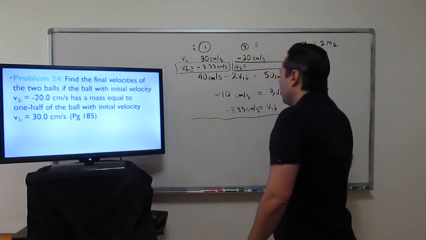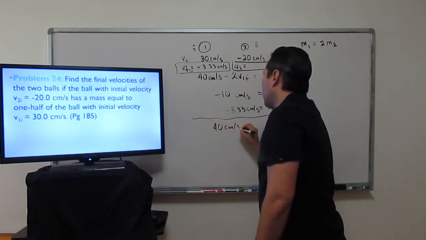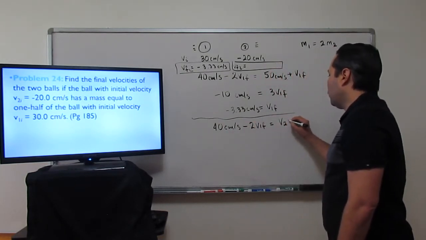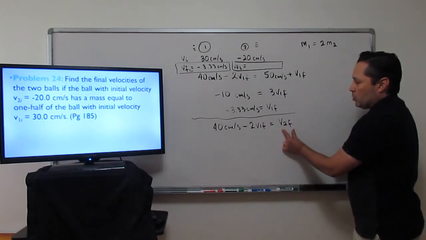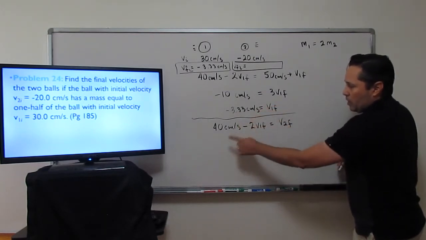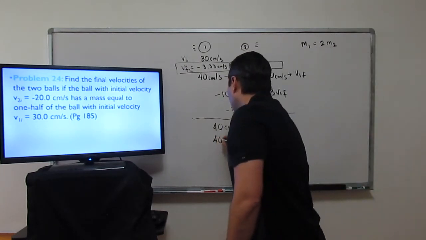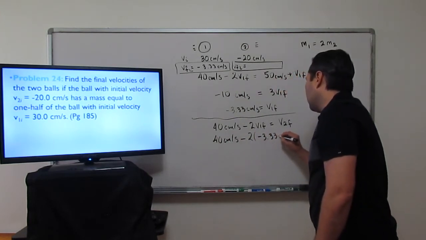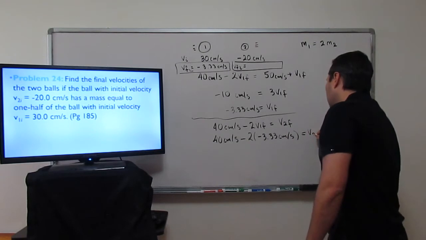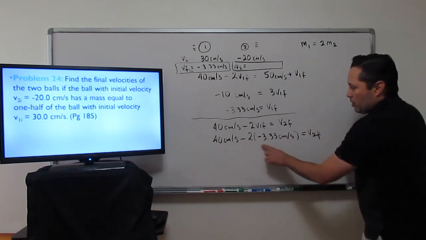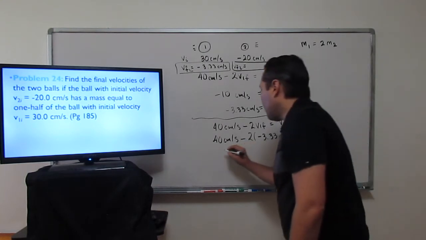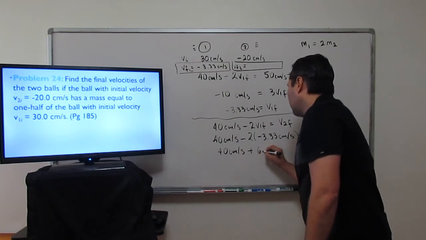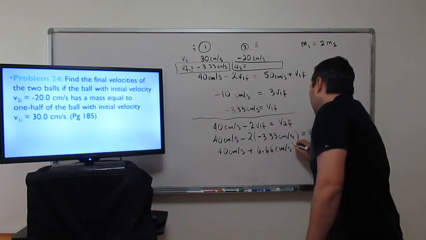One of the previous formulas was 40 centimeters per second minus 2 V1 final, equal to velocity 2 final. That's what we're going to solve for. We put in the value: 40 centimeters per second minus 2 times negative 3.33 centimeters per second is equal to velocity 2 final. I multiply, and notice that it becomes a positive, so it's 40 centimeters per second plus 6.66 centimeters per second.